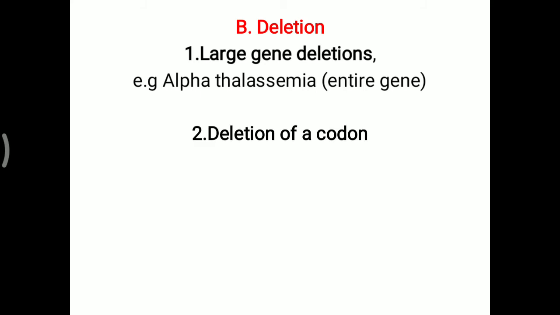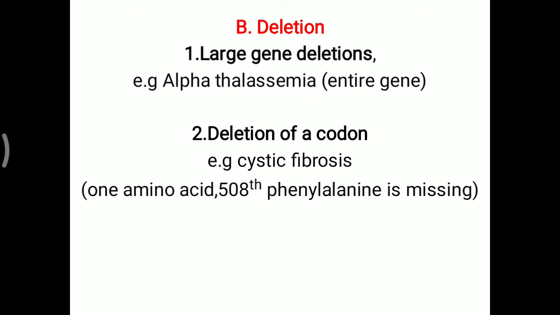But in another type of deletion, suppose only a genetic codon is deleted from the genetic information. One example here is cystic fibrosis. What happens is that a particular phenylalanine will be missing at position 508 of the protein. So this amino acid is missing because of the deletion of a codon. That is also one type of mutation.